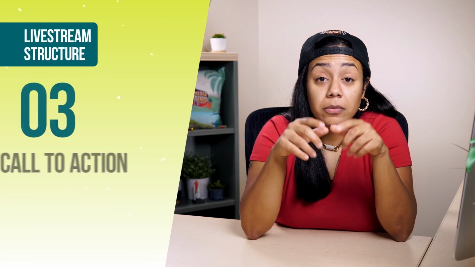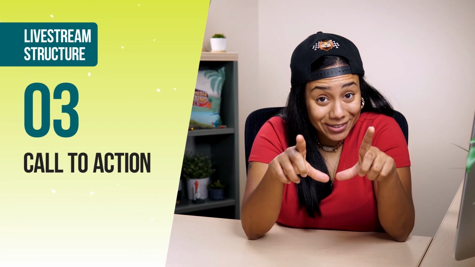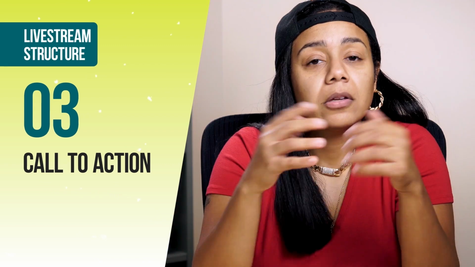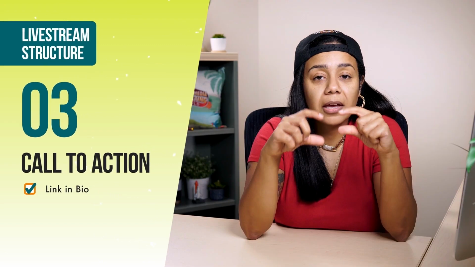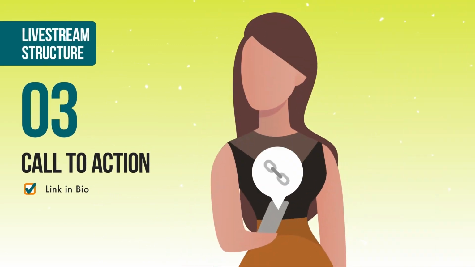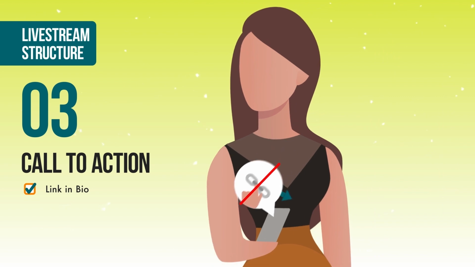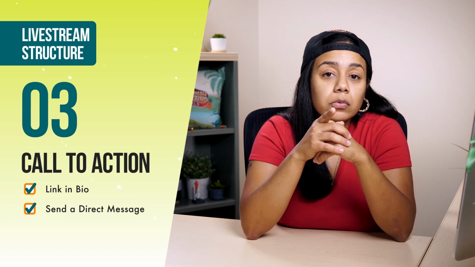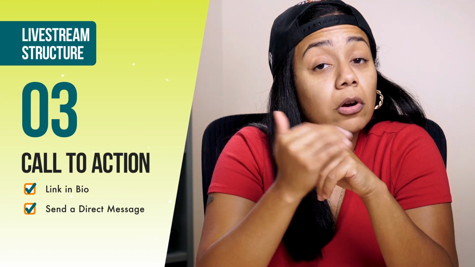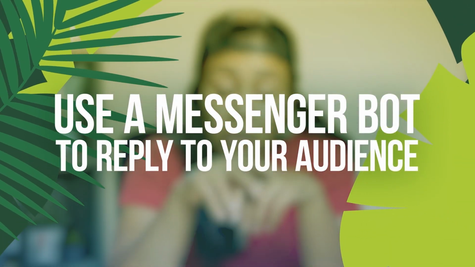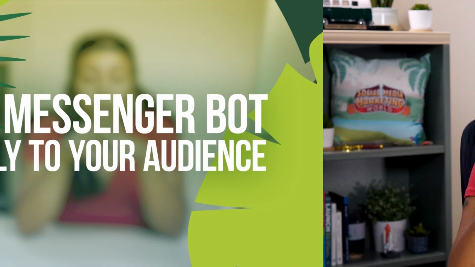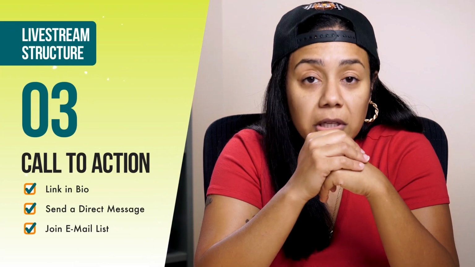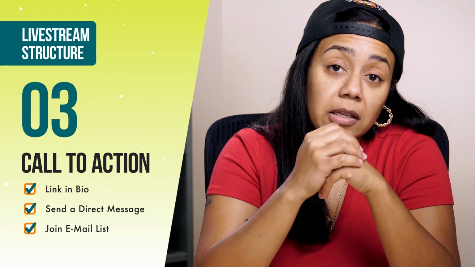So let's talk about some common correct call to actions. 1, tell them to go to the link in the bio. We cannot create a actual clickable link in the Instagram live, so we're going to have to direct them to the link in bio. 2, we can tell them to actually type in a word in our Instagram direct messages. We can either send them the link manually, or if we have a messenger bot already set up, that can automatically do it.